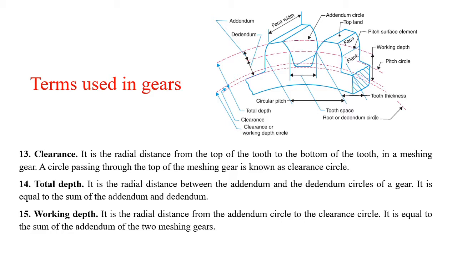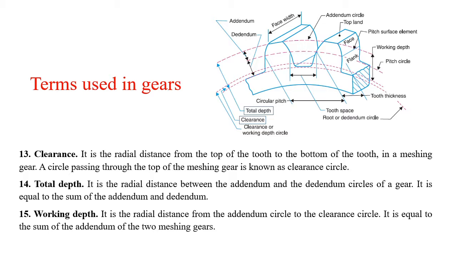Next, total depth. This clearance is shown here by the square block. Observe that small gap or distance is known as clearance. Next is total depth. Observe the square block and that distance in that diagram. That distance is called total depth. It is the radial distance between the addendum and dedendum circle of the gear. It is equal to the sum of addendum and dedendum. Addendum plus dedendum will give you the total depth of this gear.